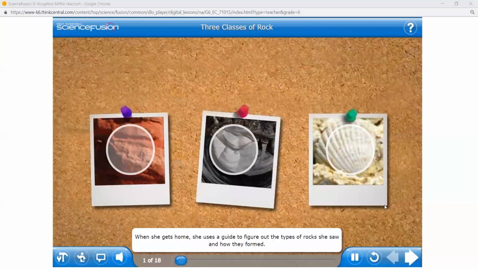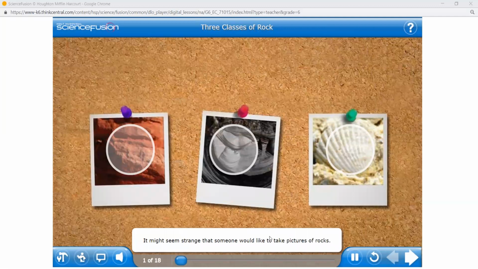To figure out the types of rocks she saw and how they formed. It might seem strange to hear that someone would like to take pictures of rocks. But to some people, like geologists, rocks help to tell a story and indicate the history of an area. Let's take a look at some of the rocks Trang found on her last trip. We can begin to see how rocks form and how they tell their stories. When done, click the next button to begin your discovery.